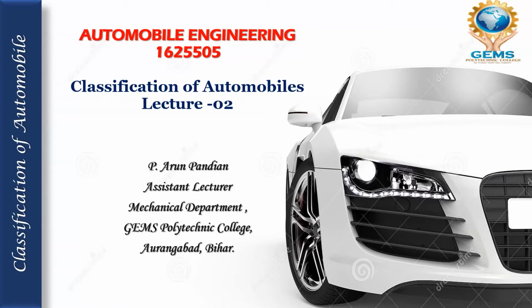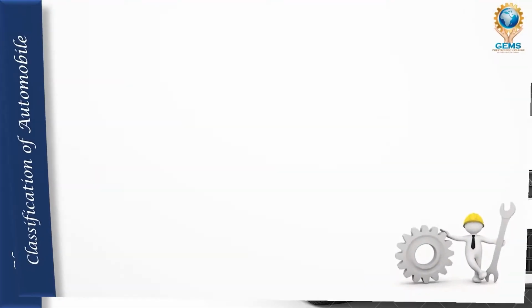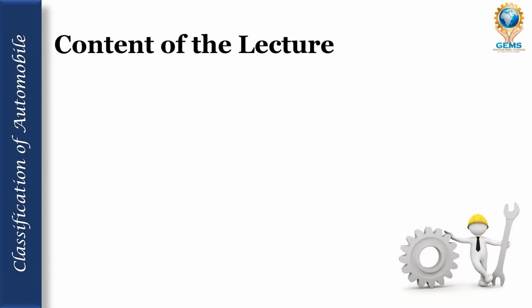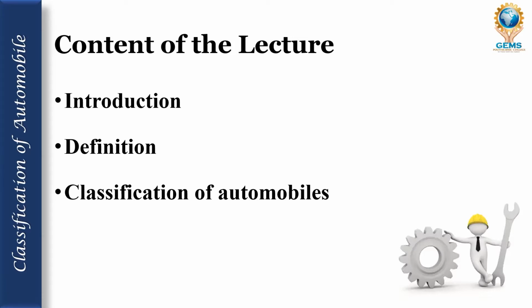Okay, so we are going to see the content of the lecture. What topics are we going to discuss in this video? First is introduction, second is definition, and the third is classification of automobiles. First we are going to see the introduction of automobile. Second, the definition, why it came, some steps like that. Third, we are going to see the classification of automobiles, by which the automobiles are classified. So we are going to see these three topics in this video.